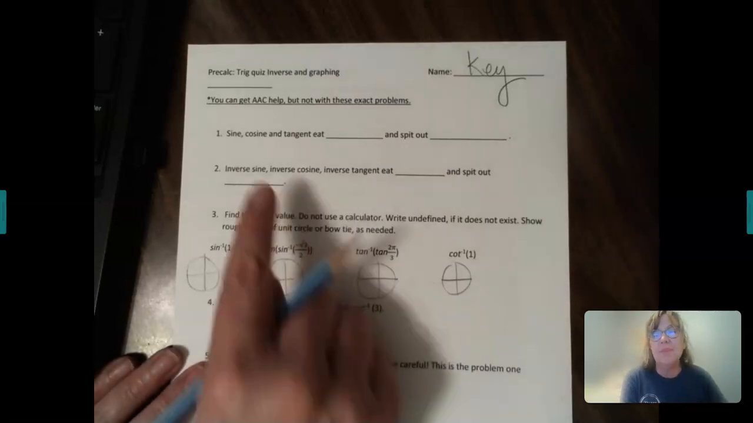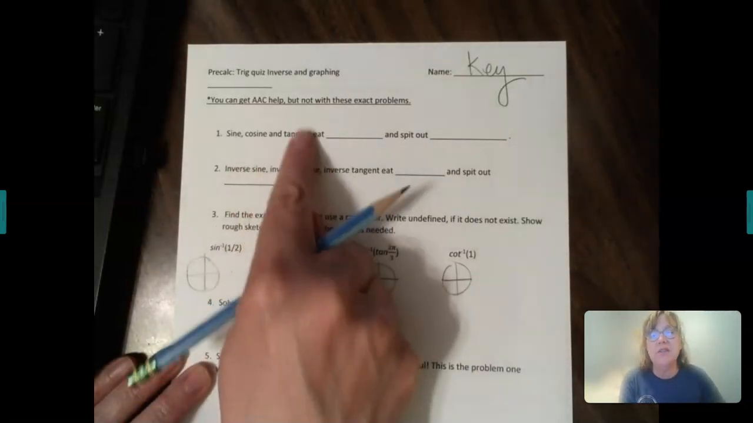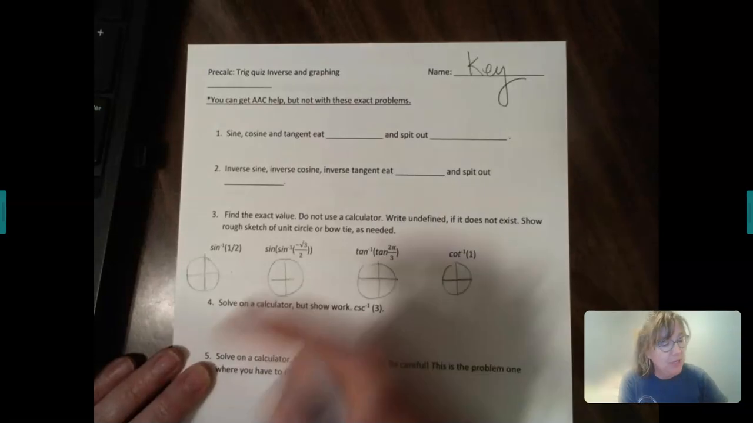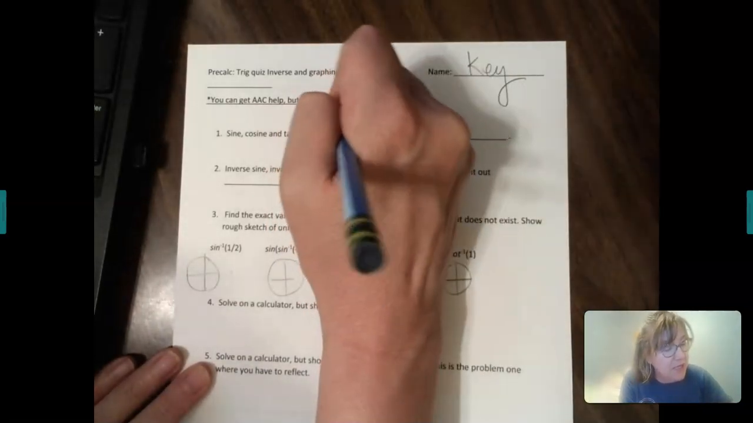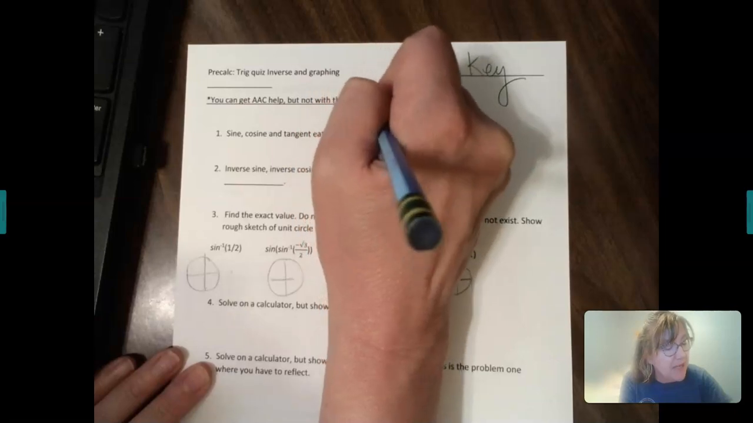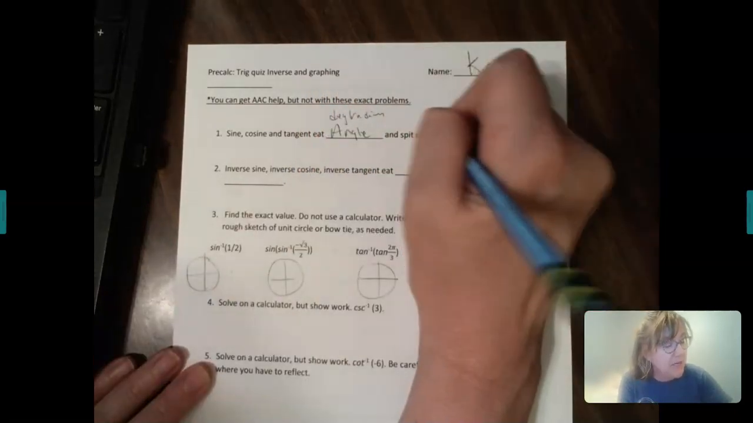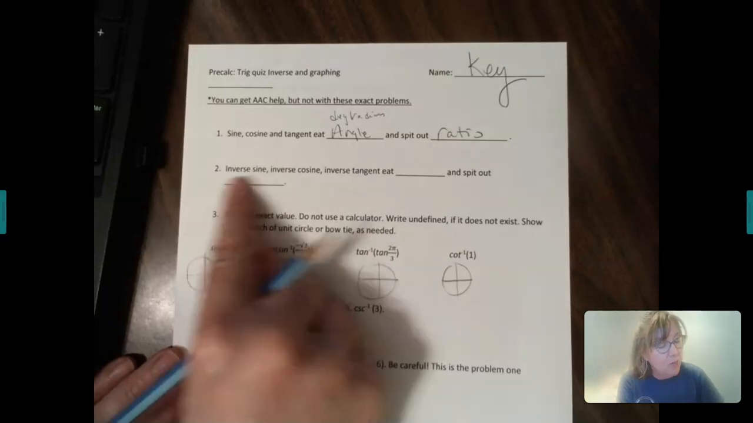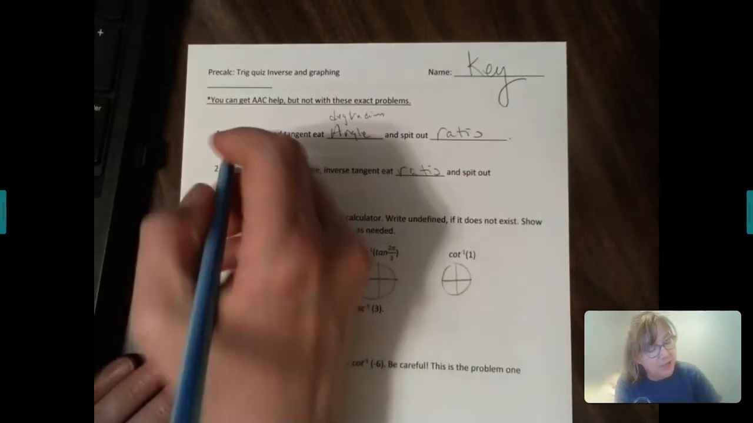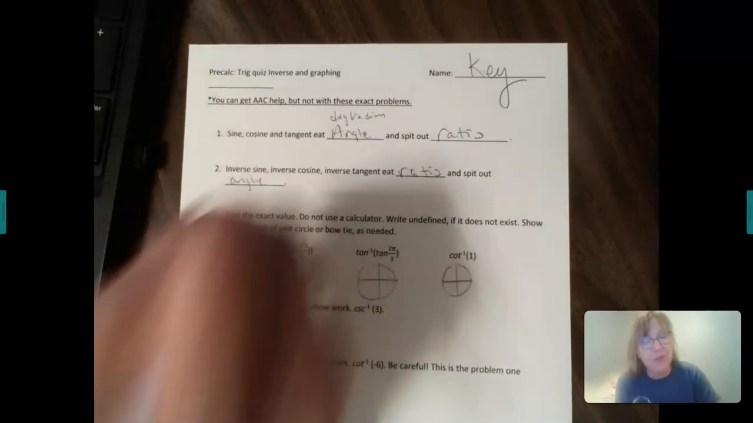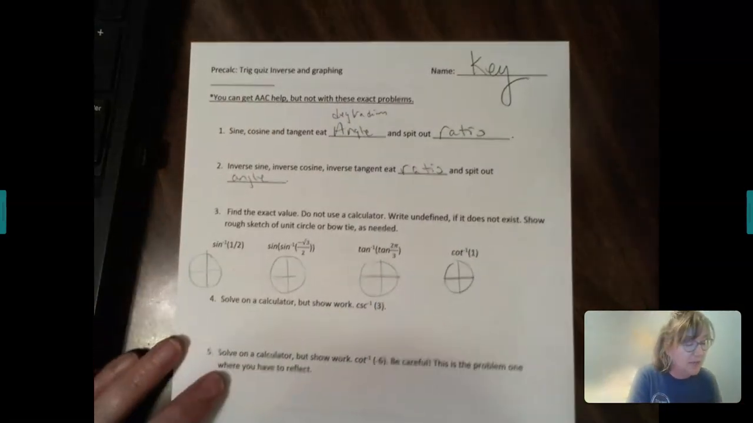All right, sine, cosine, and tangent, their input, what you put into them, is an angle, okay? And that could be in degrees or it can be in radians, but that's what they eat, and then they're going to spit out a ratio, okay? Where inverse functions are going to have an input of the ratio, they're going to spit out the angle, okay? Whether in degrees or radians, depends.